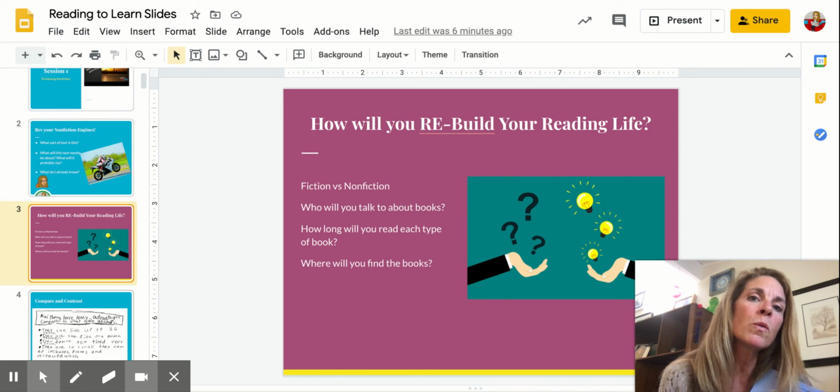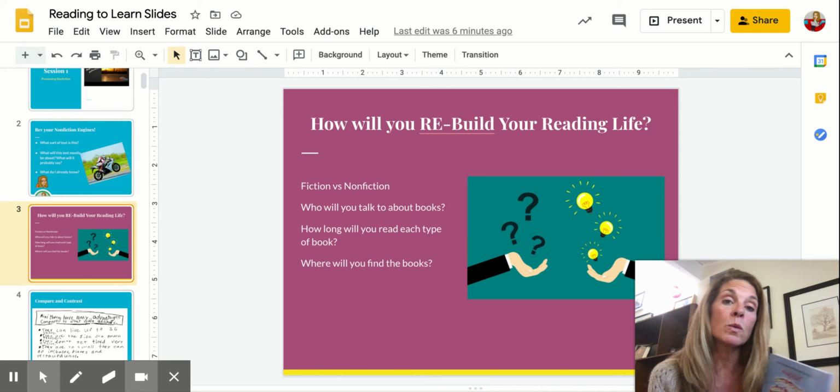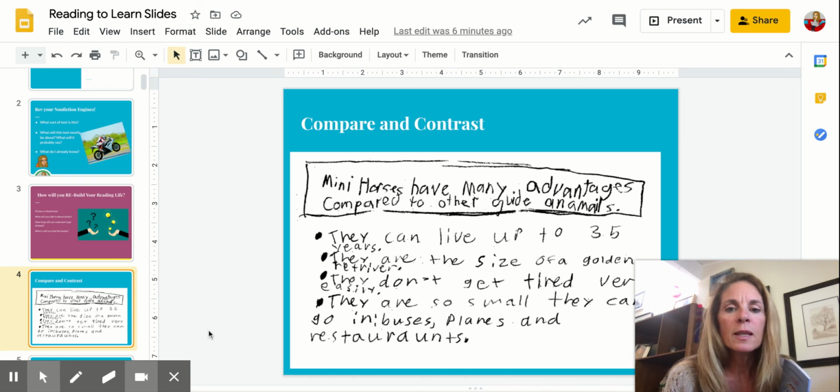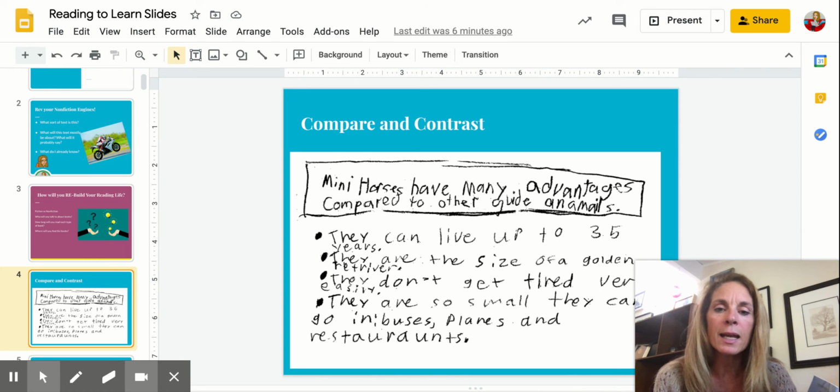Once you've started reading your nonfiction books, I want to show you the note that somebody took. As you're reading, it's a good idea to write things down that you remember. This student spent some time reading about mini horses and other guide animals. So this student wrote this note, and he is doing something called compare and contrast. He's thinking about one particular animal and contrasting it against other guide animals.